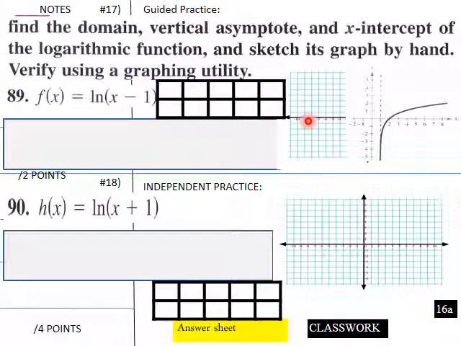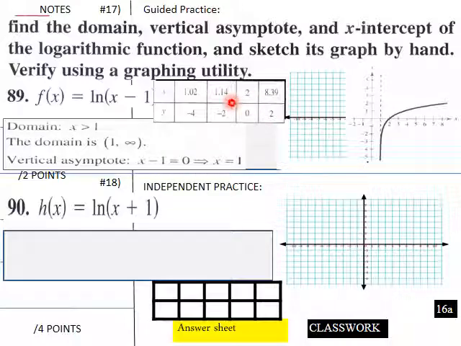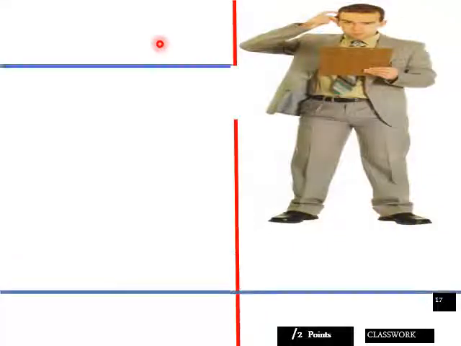So here is the actual graph of this function here. And your vertical asymptote is x equals 1. Domain is x has got to be greater than 1. There's your domain, and the domain is 1 to positive infinity. Vertical asymptote is 1. So here's your vertical asymptote. And then here's your table. Okay, now to our next example here.